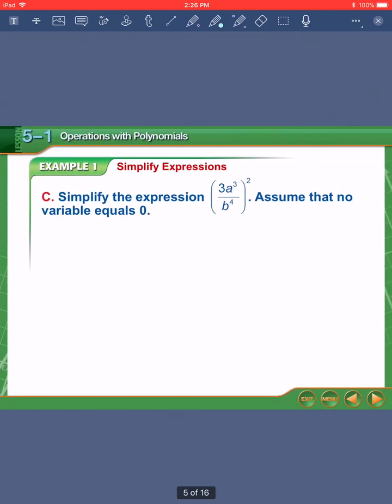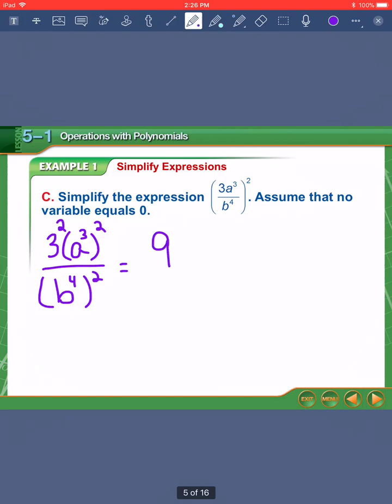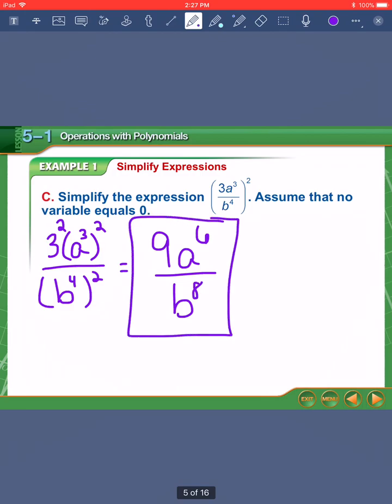Okay, next up I'm simplifying 3a cubed over b to the fourth, all squared. So everything within the parentheses is getting squared. So I'm going to be doing 3 squared a cubed squared over b to the fourth squared. So 3 squared is 9. When you raise a power to another power, you're going to multiply. So a cubed squared is really a to the sixth, over b to the fourth squared is really b to the 8th. So I've got 9a to the 6th over b to the 8th.